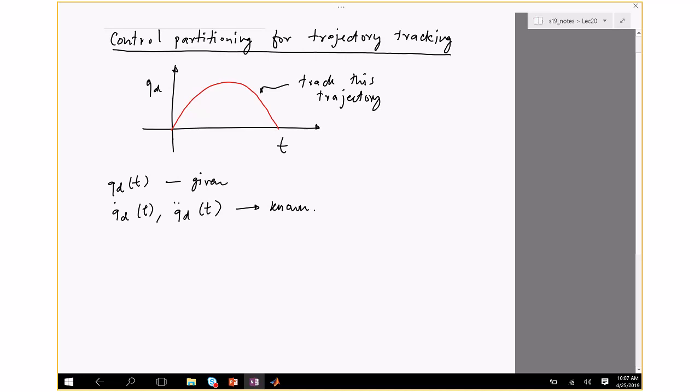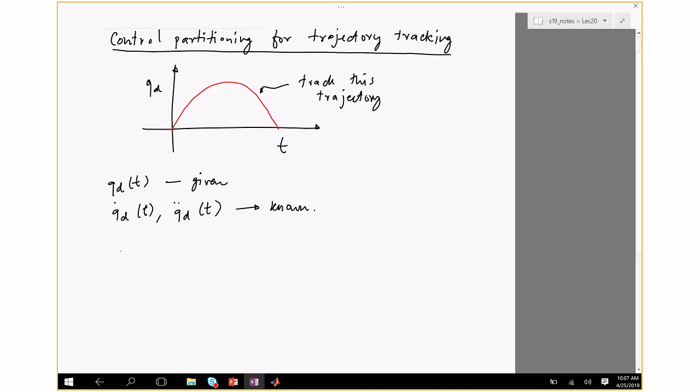We've already talked about trajectory generation, where initial position and final position were given. We also specified initial velocity and initial acceleration to be 0, and final velocity and final acceleration to be 0. Based on that, we created a time profile, which was a polynomial, and that gave us QD of t. By differentiating, we get velocity and acceleration. So we already have that information. We now have to track it.